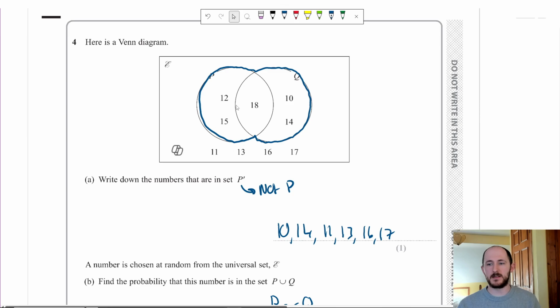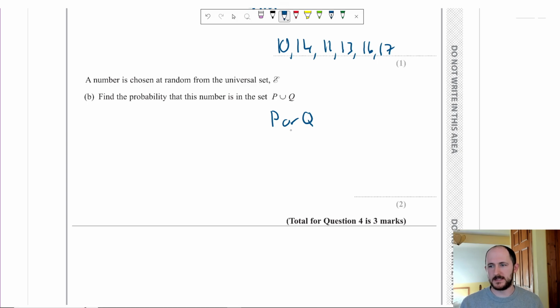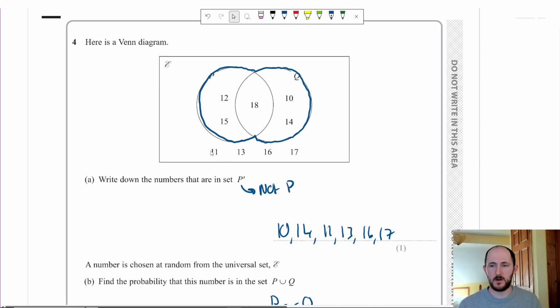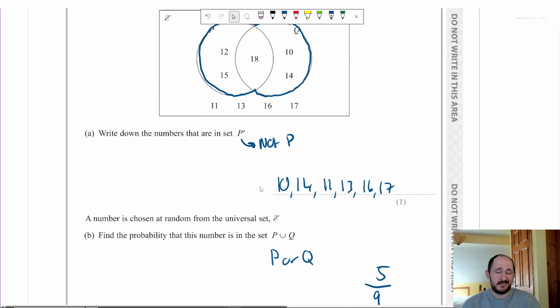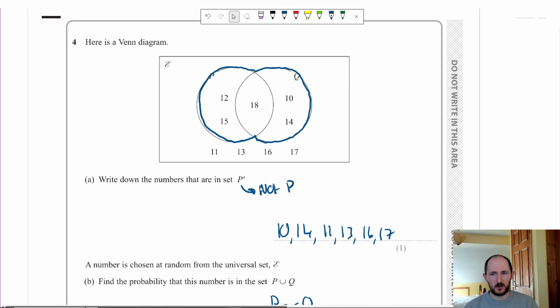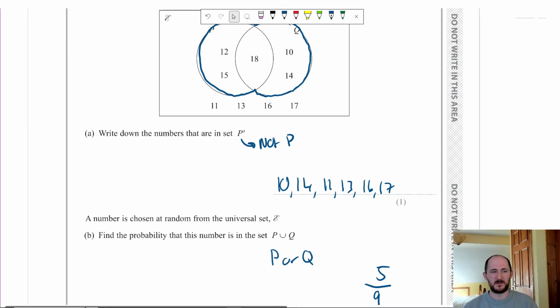Now, how many numbers are inside those two circles? 1, 2, 3, 4, 5. So it means the probability is going to be 5 out of the total number of numbers. 1, 2, 3, 4, 5, 6, 7, 8, 9. 5 out of 9. So I know that might not seem too tricky, but in exam conditions, I can imagine people making a lot of mistakes, which I get. And also set notation is not something people are super confident on, to be honest.